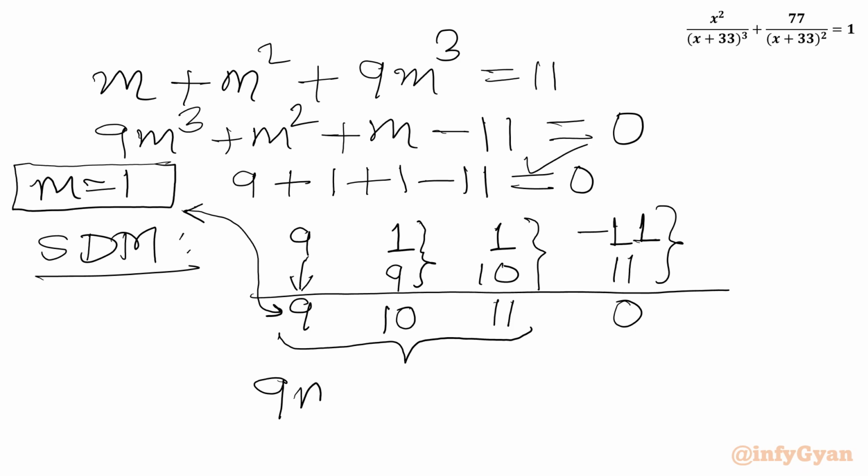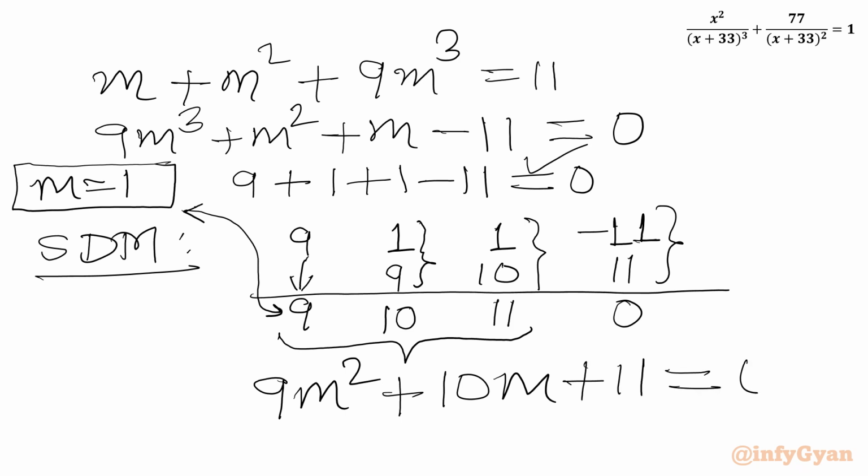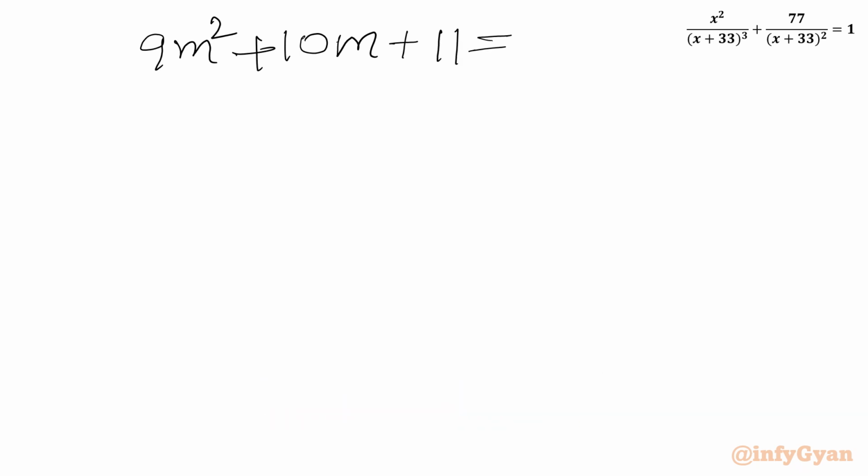Let me write here 9m square plus 10m plus 11 equal to 0. Let's solve this quadratic, and our base solution is m equal to 1. 9m square plus 10m plus 11 equal to 0. Now I will calculate only the discriminant value delta or D, which is b square minus 4ac.